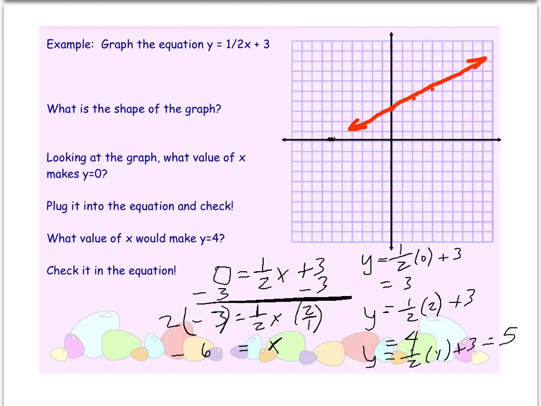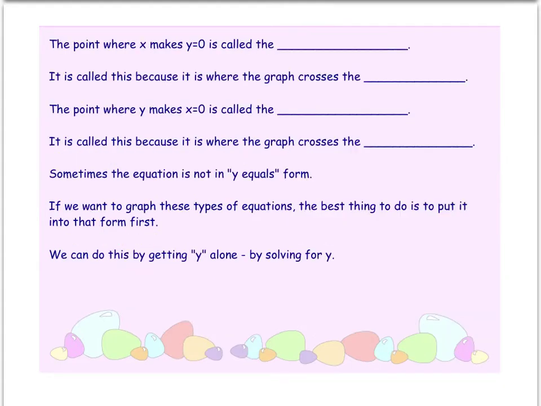What value of x would make y equal to 4? Well, we already solved that one and found out that it was 2. So the value of 2 makes y equal to 4. And again, we can check these by plugging them both into the equation and making sure that we get a true statement.